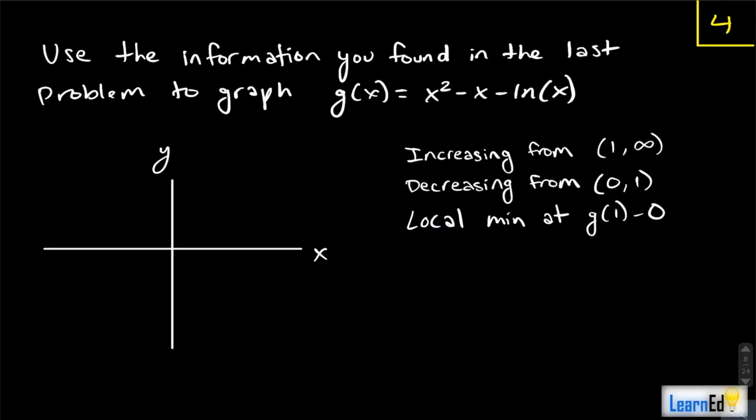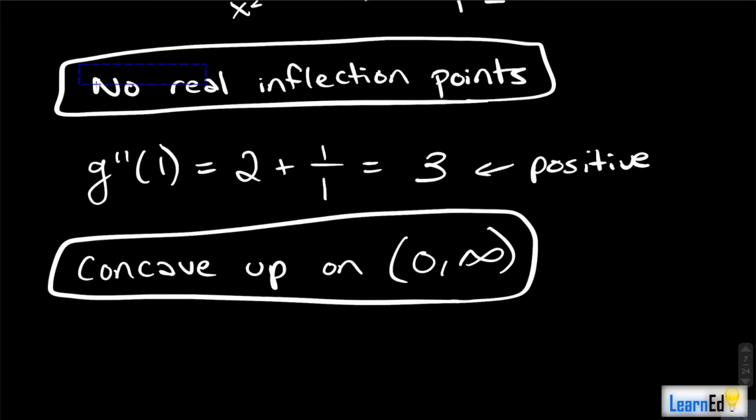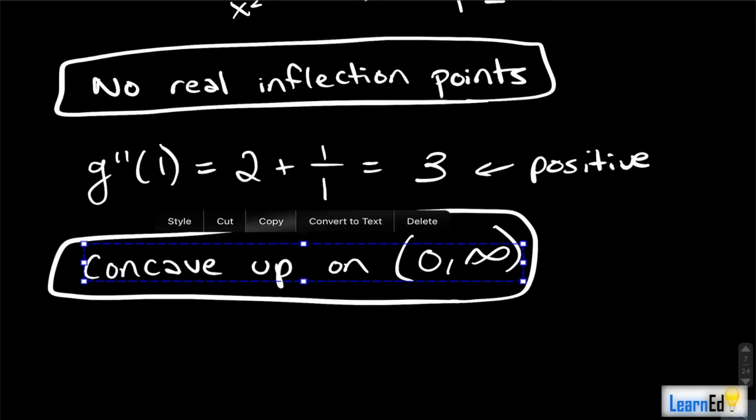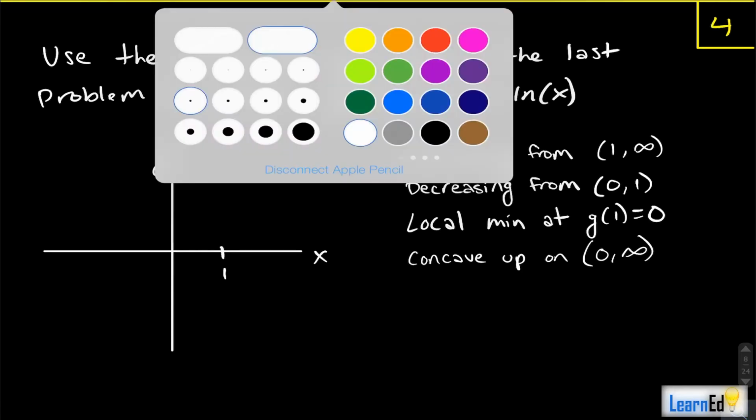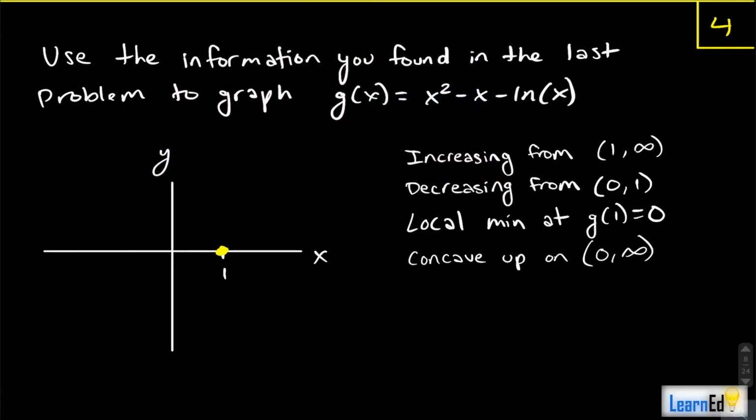Okay, we will talk about that we have no real inflection points. Actually, we don't even need to include that. We can just talk about being concave up on the entire interval. Okay, so putting all those things together, first off, we can just list off a point. We have that at x equals 1, we have a point right here.